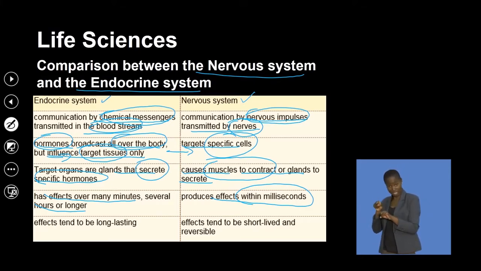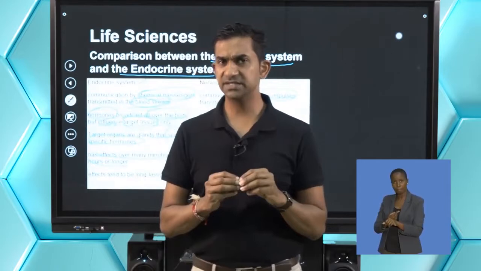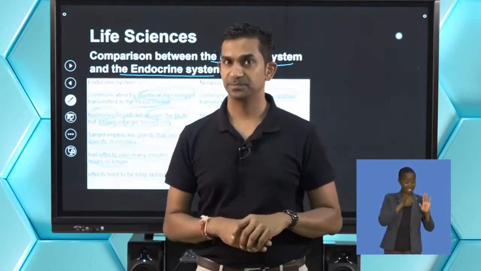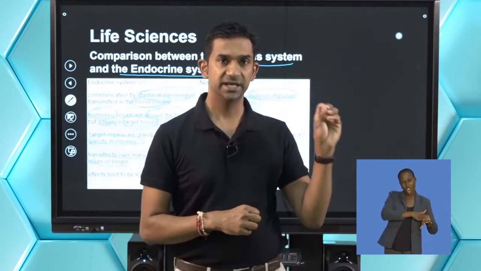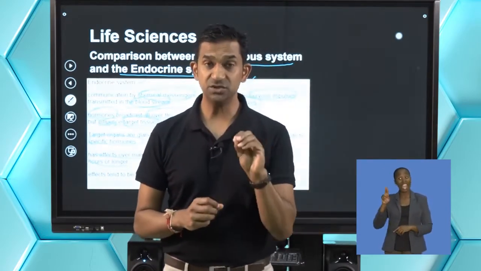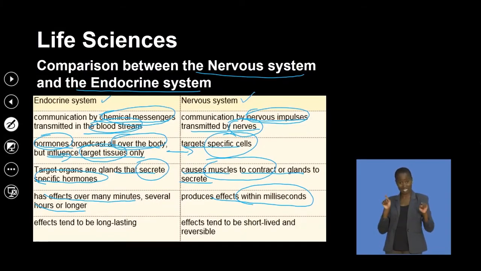instantaneously, within milliseconds, to bring about a response. So here we're seeing a much slower, longer-lived process, but in the nervous system, we're seeing a quick, immediate, short-lived process. This is key to understanding how these two systems work. As I mentioned, the effects of hormones tend to be long-lasting, whereas in the nervous system, the effect tends to be short-lived and often reversible.